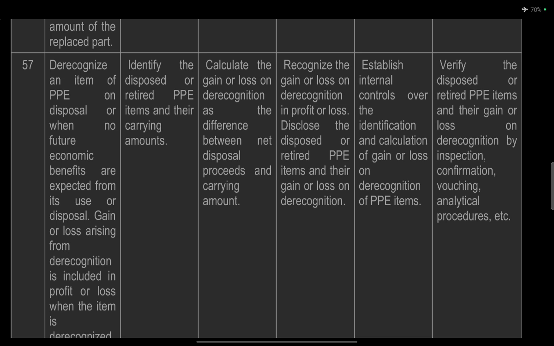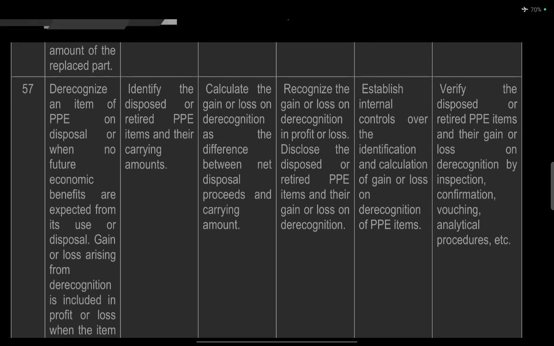Then what? Data to be acquired for financial reporting and auditing standards: identify the retired PPE items and their carrying amount. Then the calculation: calculate the gain or loss on derecognition, the difference between the net disposal proceeds and the carrying amount. Disclosure in the financial reporting: recognize the gain or loss in profit and loss, and disclose the retiring PPE items and the gain or loss on derecognition.